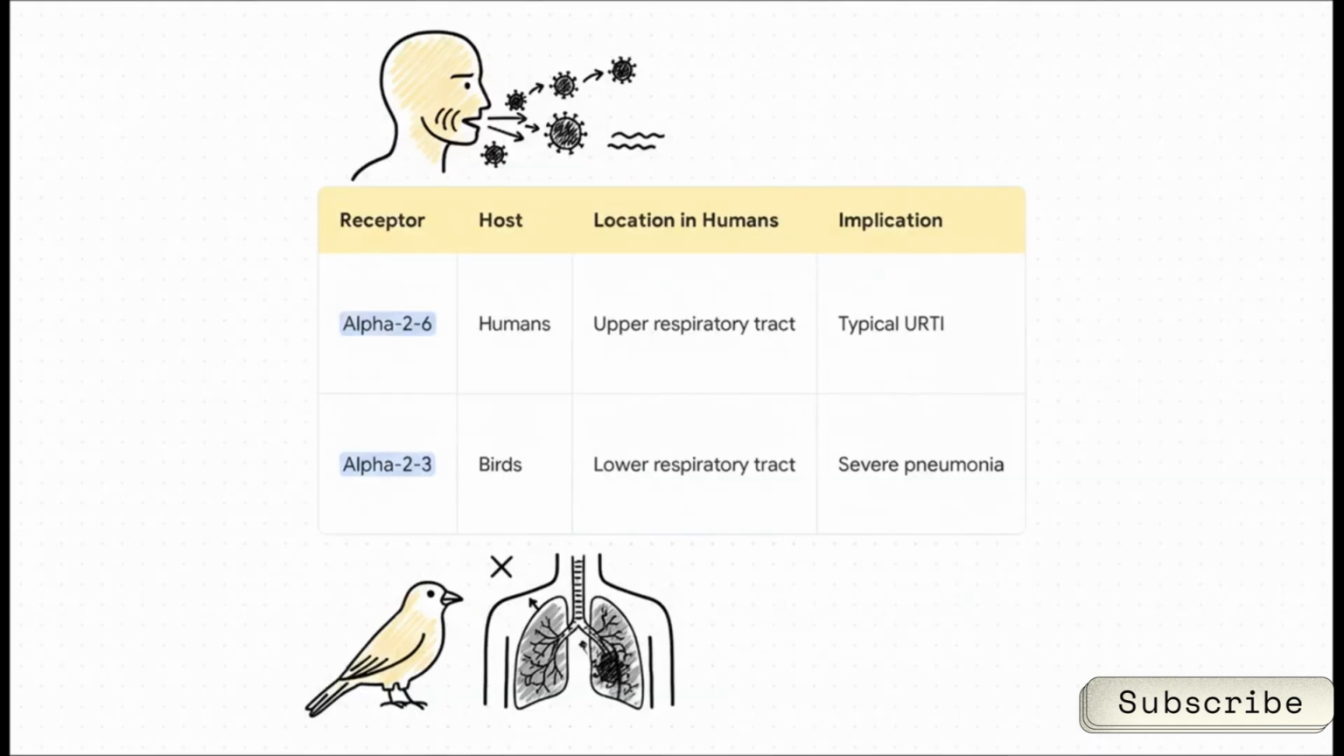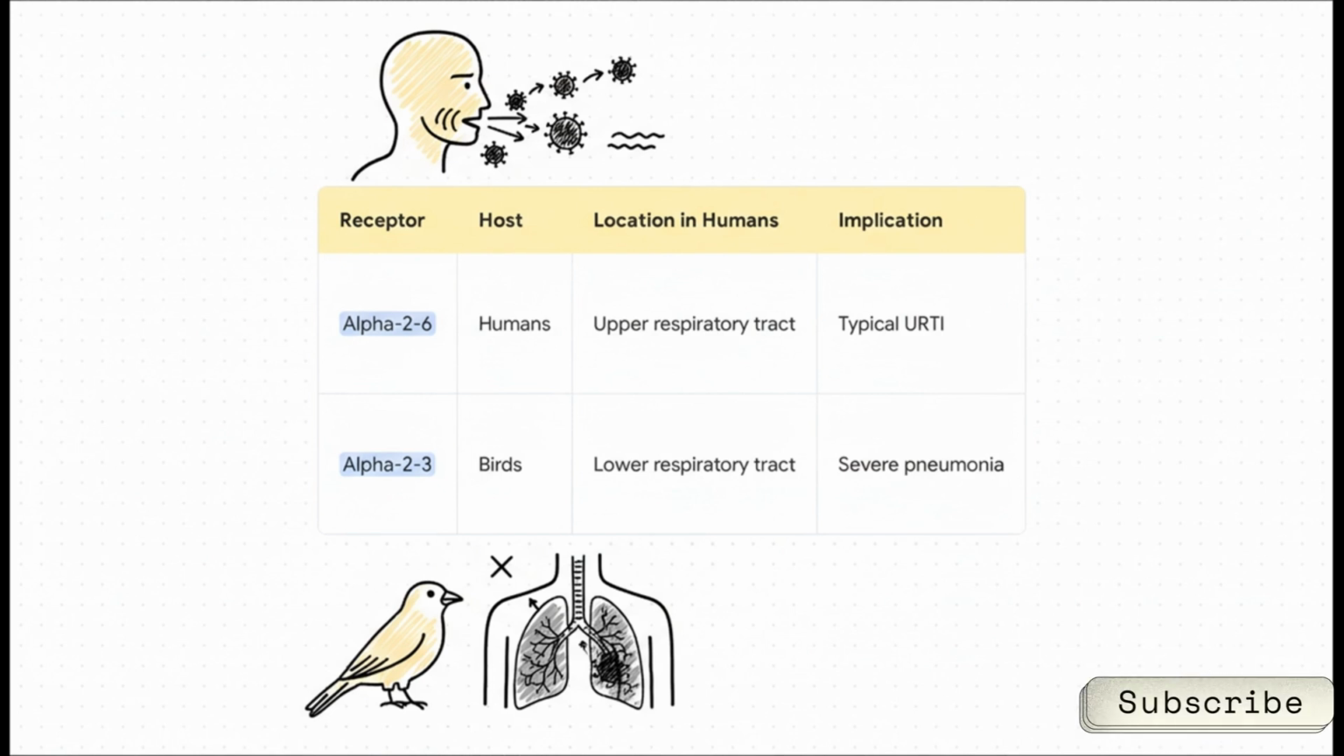Okay guys, this table is beyond critical. You have to know this. Look, there are 2 types of locks or receptors. Human flu viruses, they love the alpha-2/6 receptors. And guess where those are? All over our upper respiratory tract, our nose and throat. That's why seasonal flu gives you the classic sore throat and cough. It stays up high. Now, avian or bird flu viruses, they prefer the alpha-2/3 receptors.